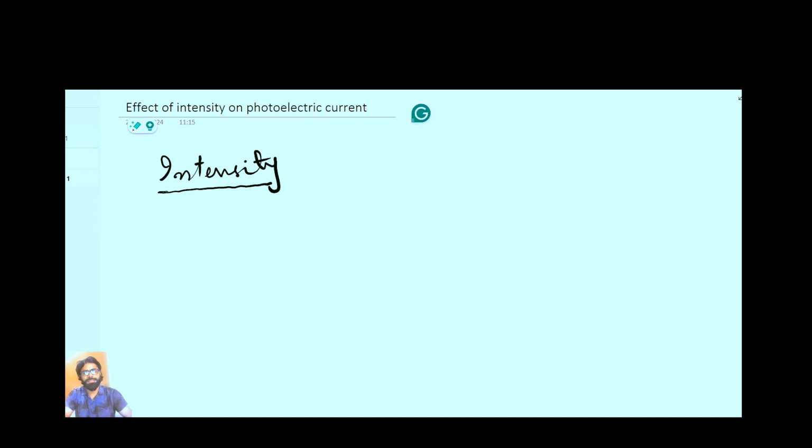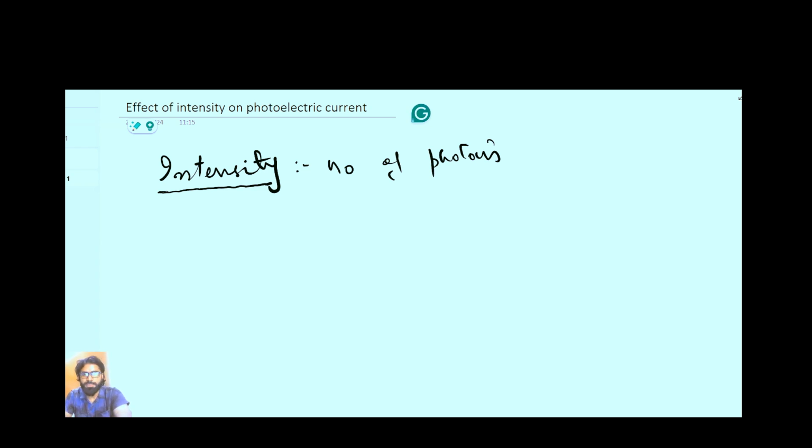For example, the intensity of light in a room in daylight is less as compared to outside the room. So we can say the intensity outside is greater as compared to the intensity inside the room. So it will give us the number of photons. More number of photons, more will be the intensity. Less number of photons, less will be the intensity.